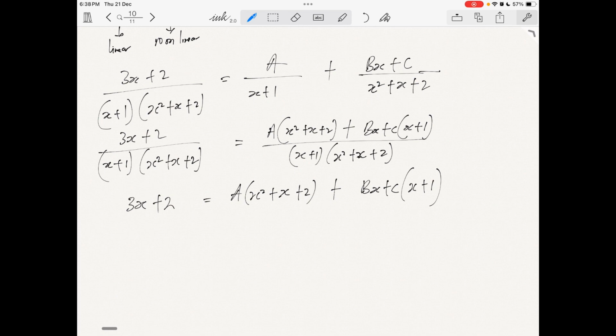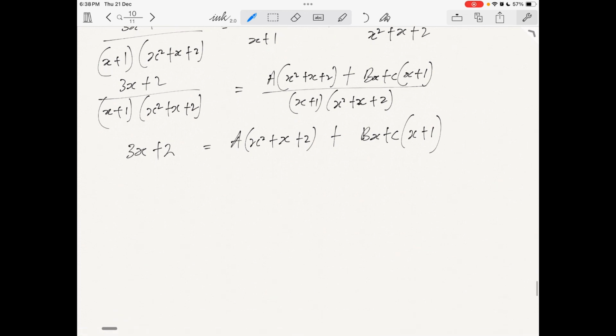Alright, so if the cover-up method is not feasible, let me just go ahead and do my equating coefficients. Let me open the bracket. That's what I was saying: it's very hard to find when we go higher in partial fractions, so using the cover-up method alone is very difficult. We have to combine the cover-up method with equating coefficients. Let's see how we can go about it.